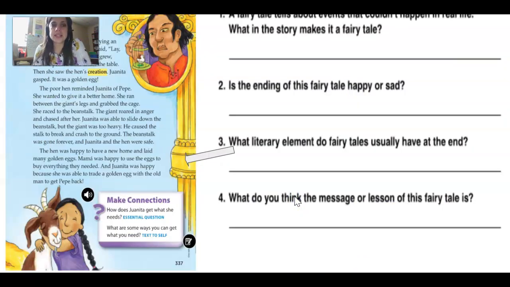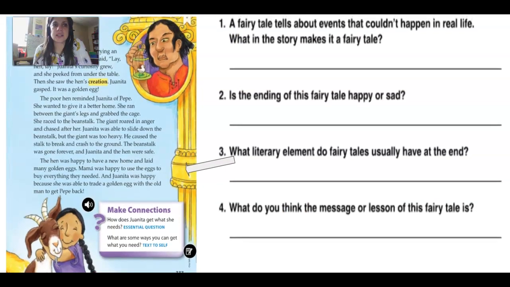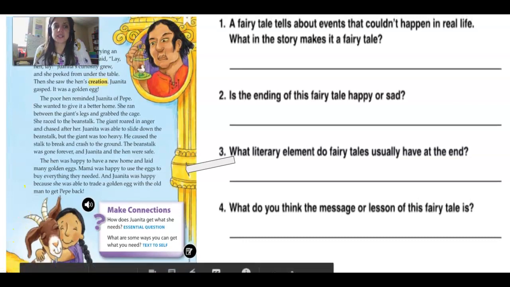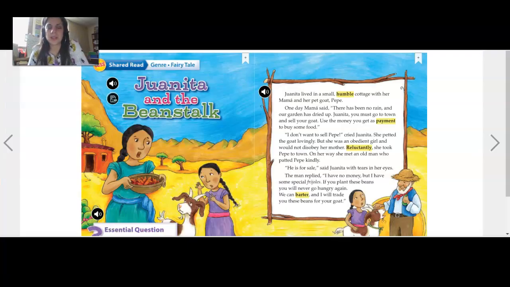So we're going to go into the text and read it for the gist to identify those features of a fairy tale. Again, we are going to read Juanita and the Beanstalk, thinking about the features of a fairy tale. I love looking at the illustrations and thinking about what I already know to help me make predictions. So let's do that as readers.